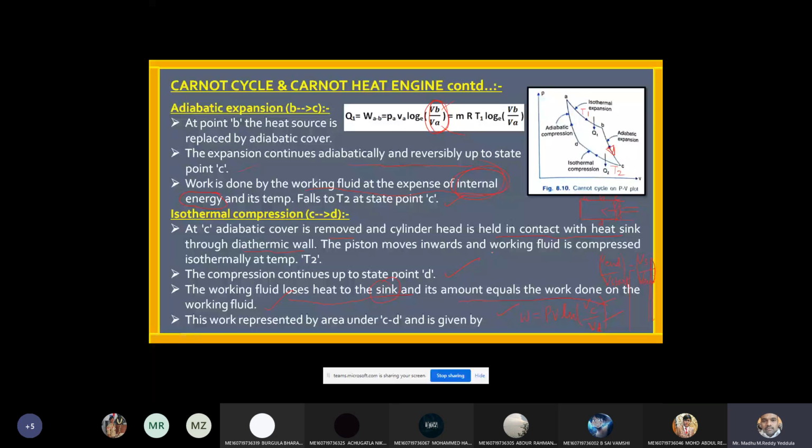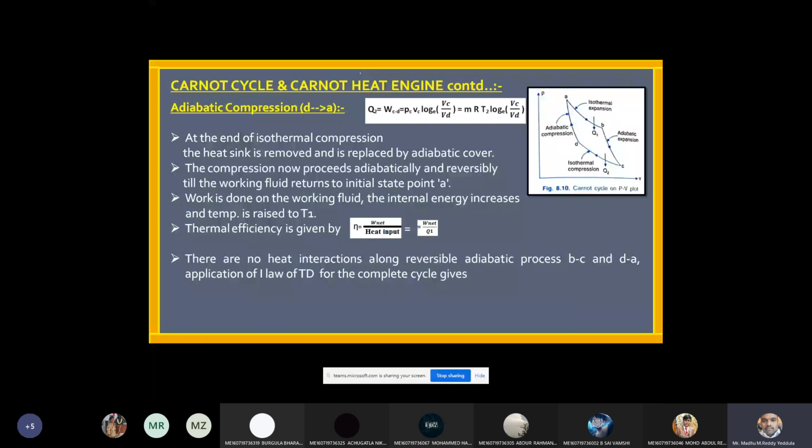Finally, we have adiabatic compression. Once the piston reaches state D, remove the diathermic wall and keep the adiabatic wall in contact with the cylinder head. Now the further compression is taking place adiabatically, and the working fluid returns to its initial state A. So work is done on the working fluid, and thereby the internal energy again increases.